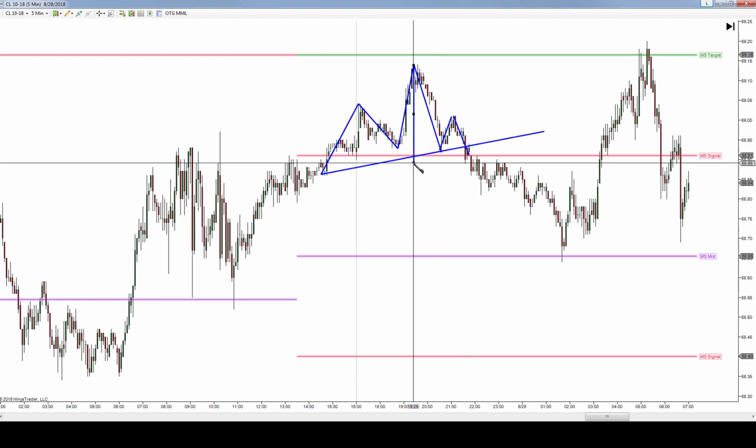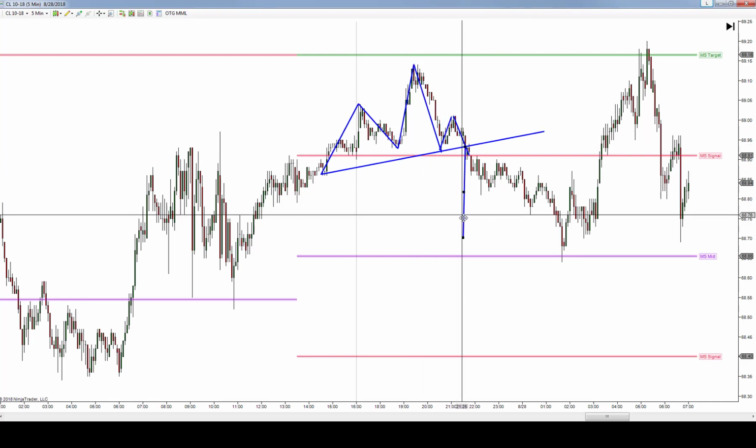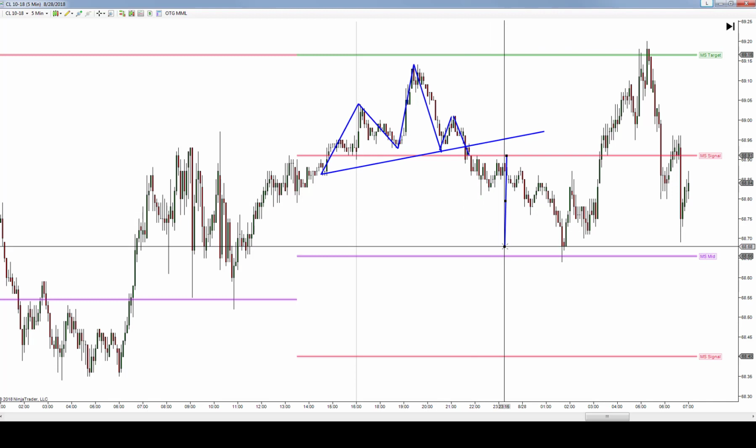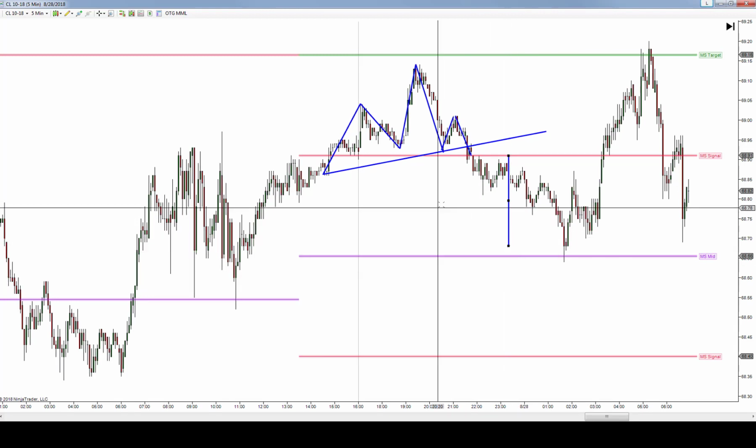And so as the market comes down, this is your measured move, right? That is the top of the head down to the neckline. And you would be looking for a measured move into this area here. Now that line's not terribly straight, but you get the point, right? So that is your measured move idea.